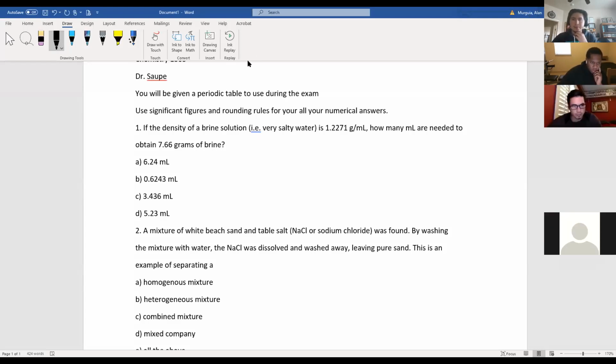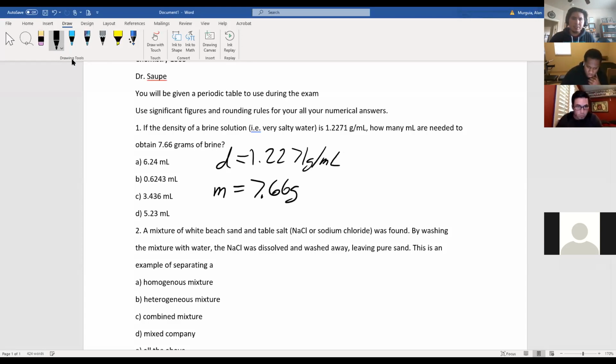Density and its mass. Giving us volume and grams. Yeah, all of you are correct. We're given a density and we're also given a mass. So let's write that down, that way we know it's right there in our face so we remember. We have a density of brine water, which is 1.2271 grams per milliliter, and we also have a mass, which is 7.66 grams of brine. I'm just going to put brine here.